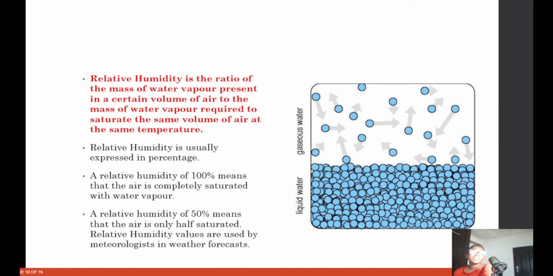Relative humidity is usually expressed in percentage. A relative humidity of 100% means that the air is completely saturated with water vapor, while a relative humidity of 50% means that the air is only half saturated. Relative humidity values are used by meteorologists in weather forecasts.